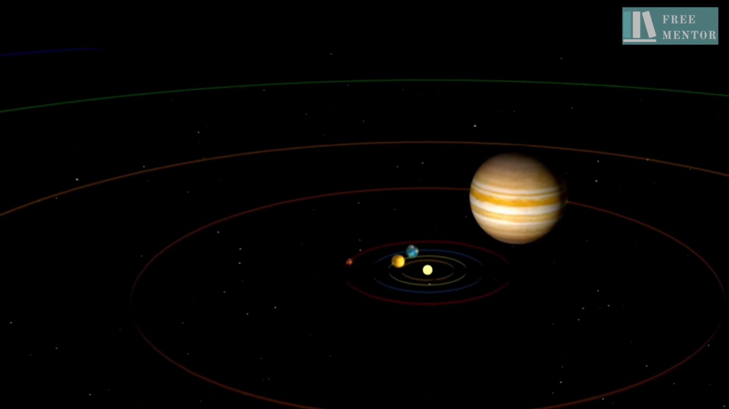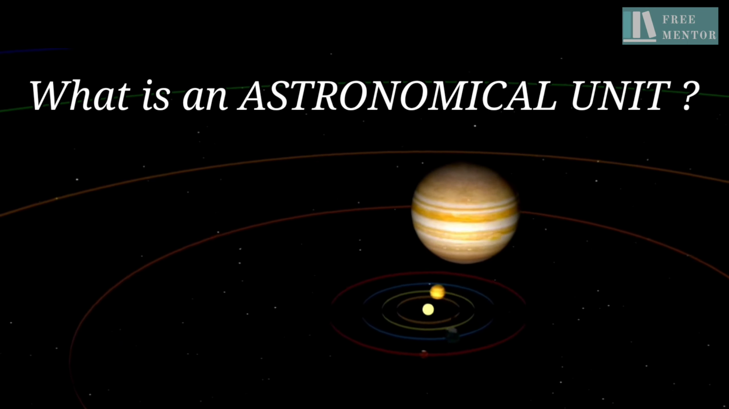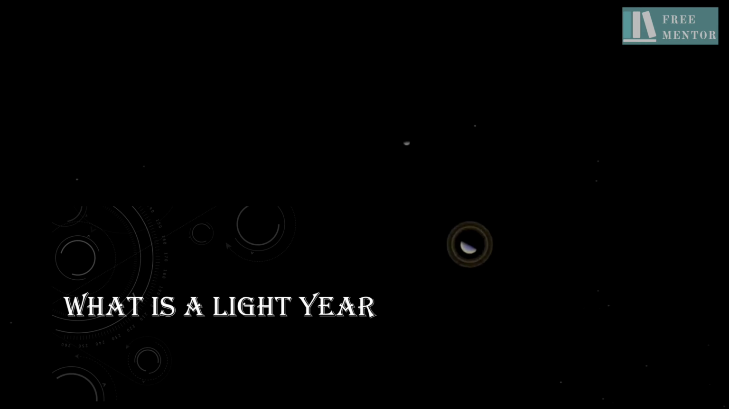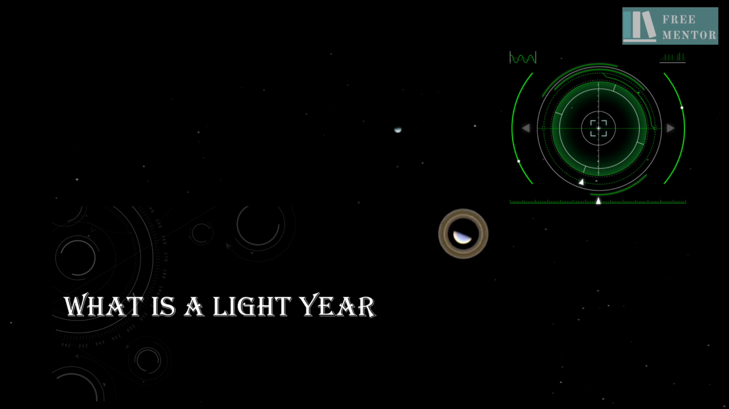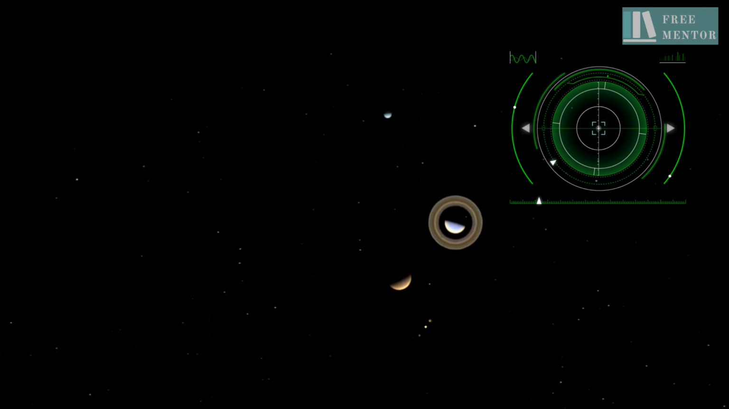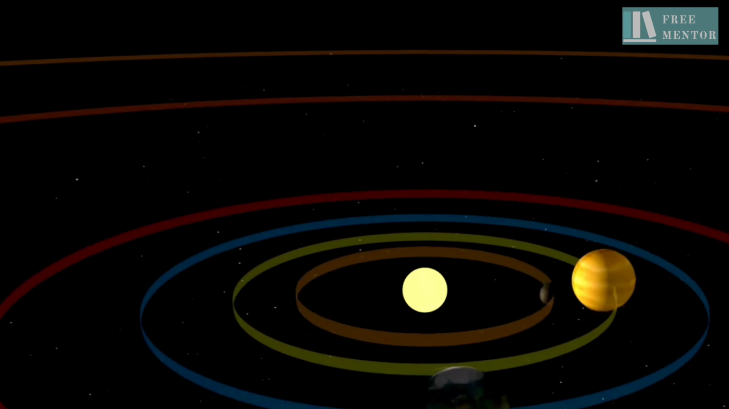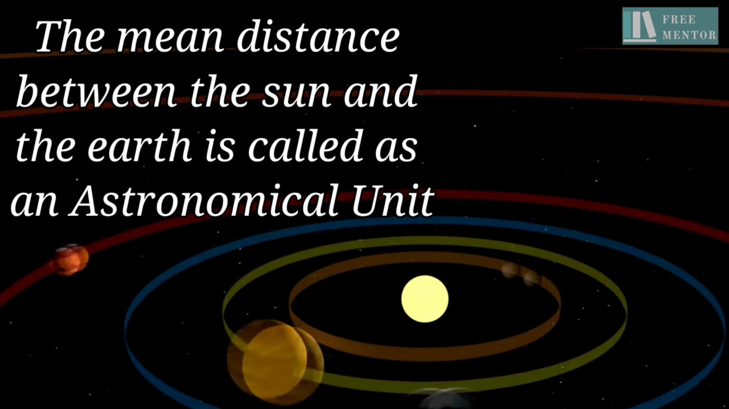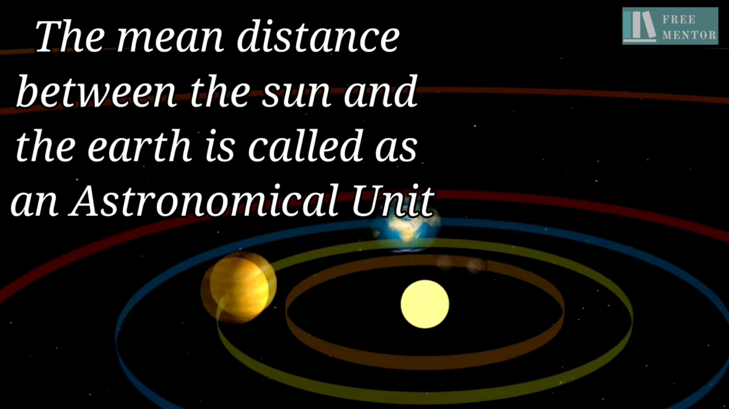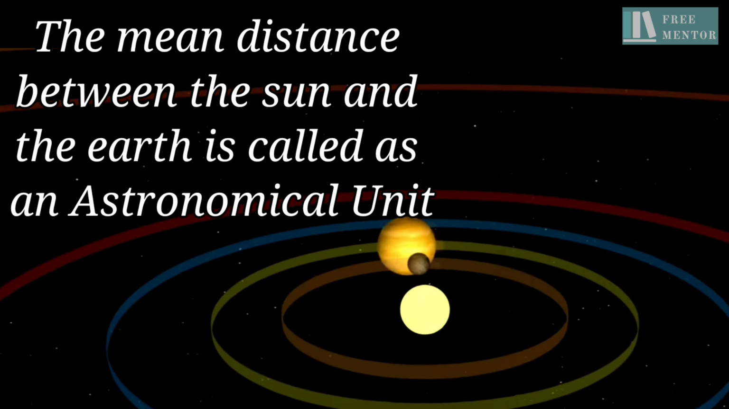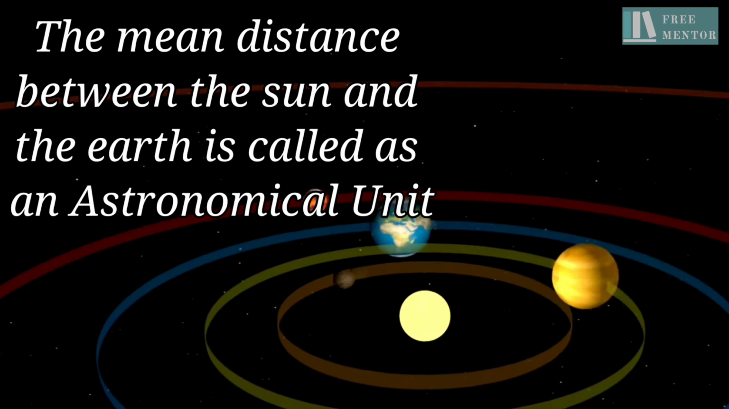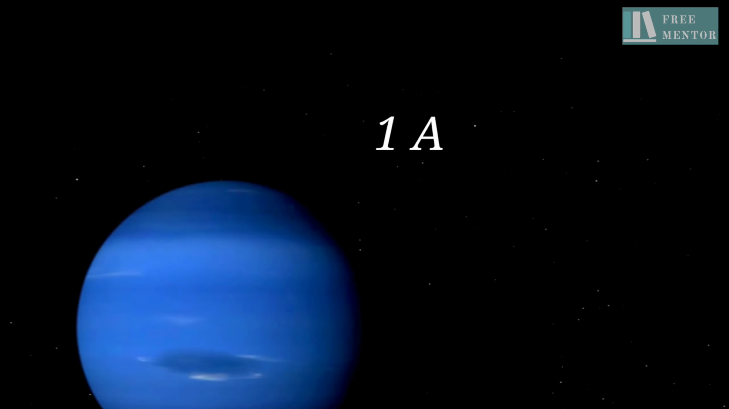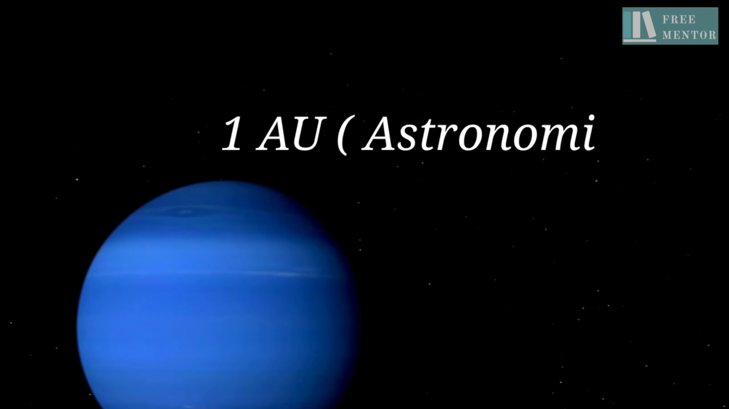Those who know what a light year is can easily understand this. Those who haven't watched that lecture yet can watch it from the playlist or the link given below in the description box. So, what exactly is an astronomical unit? The mean distance between the Sun and the Earth is called an astronomical unit. So simple. It is also written as capital AU.